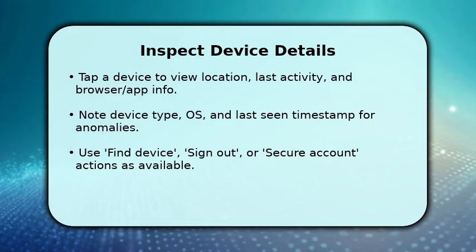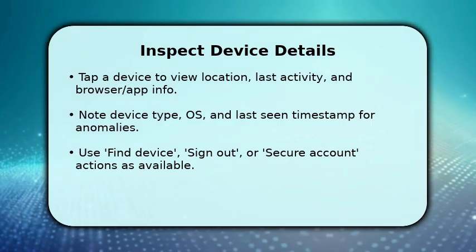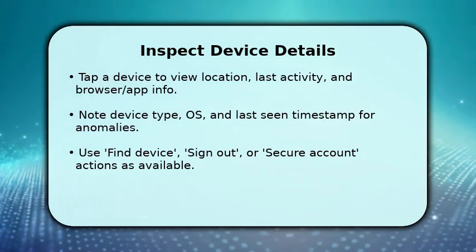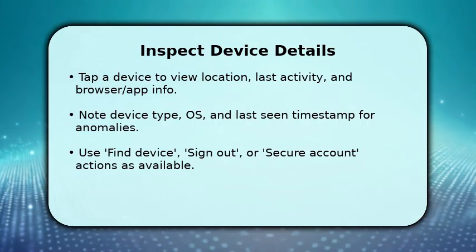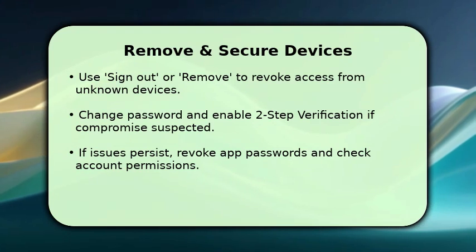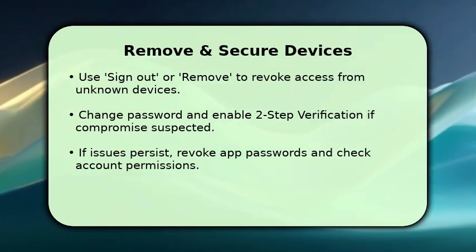If a device looks suspicious, use the Sign Out option immediately. That revokes access without deleting local data. Make sure to follow up by changing your password and reviewing two-step verification settings, because signing out alone may not stop access. To finish, remove or sign out any unknown devices, then change your password to prevent reaccess.